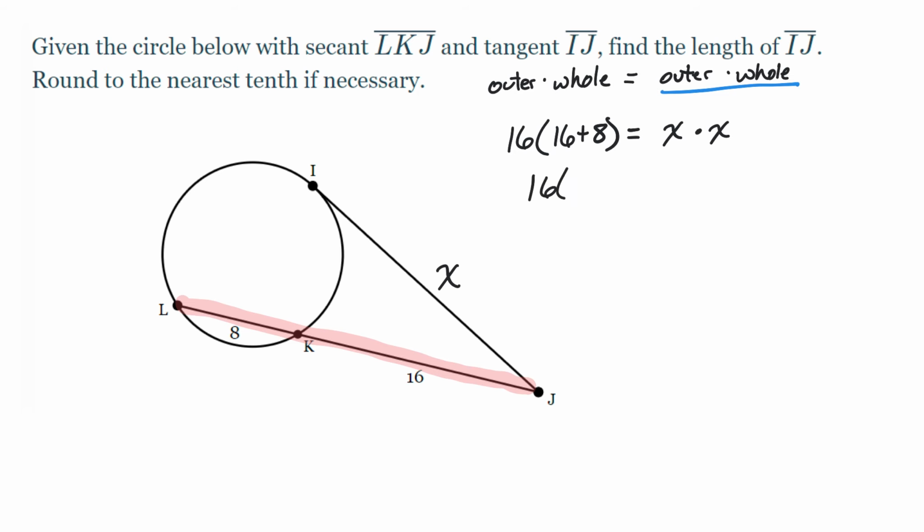So here we go. 16 plus 8 is 24. x times x is x squared. 16 times 24 is 384 equals x squared.